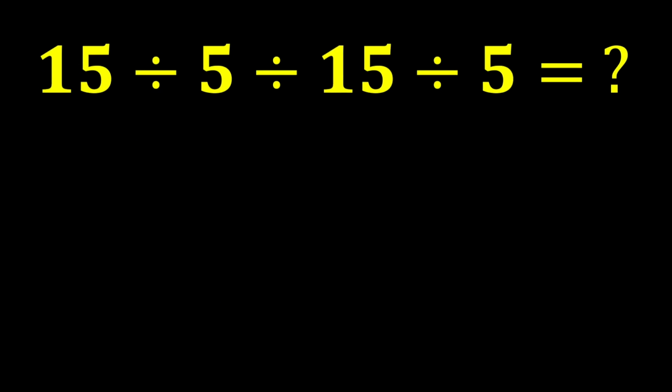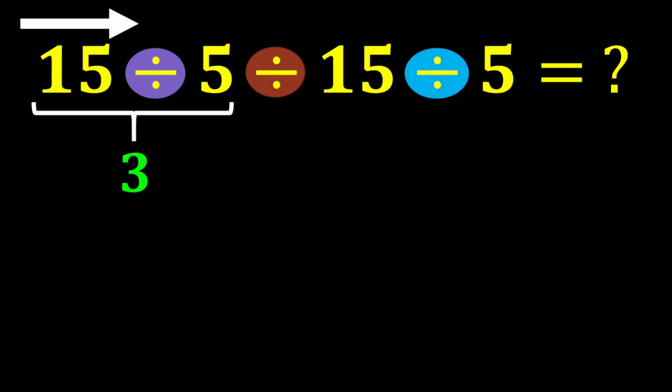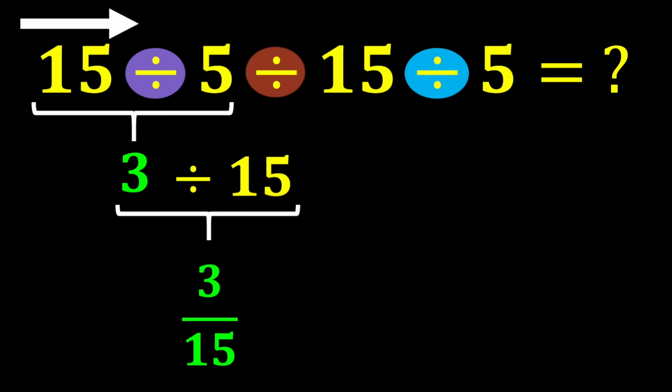15 divided by 5 divided by 15 divided by 5. In this expression, there is more than one division, and since divisions have equal priority, we move from left to right and perform the divisions in order. First this division, then this division, and finally this division. 15 divided by 5 gives us 3, then 3 divided by 15 gives us 3 over 15. Now, if we simplify the numerator and denominator by 3, the fraction becomes 1 over 5.